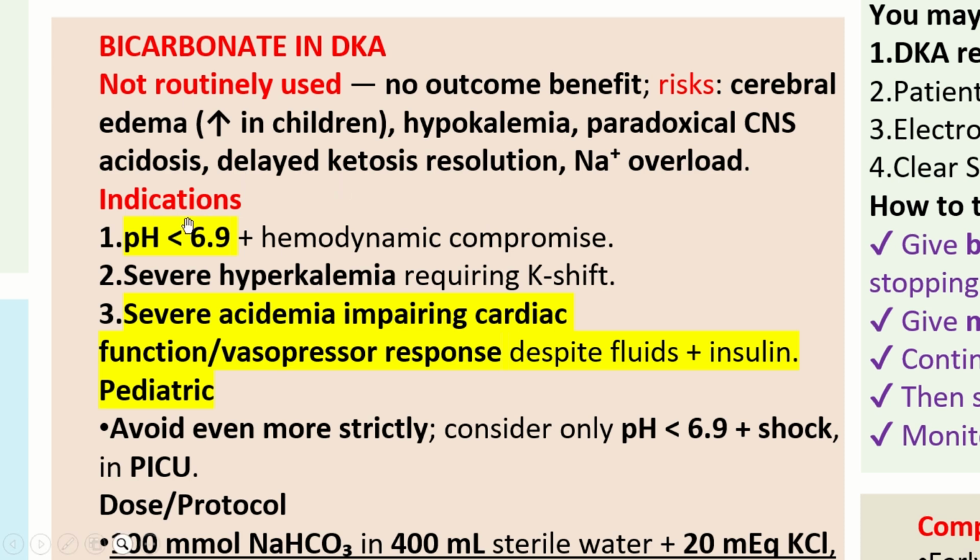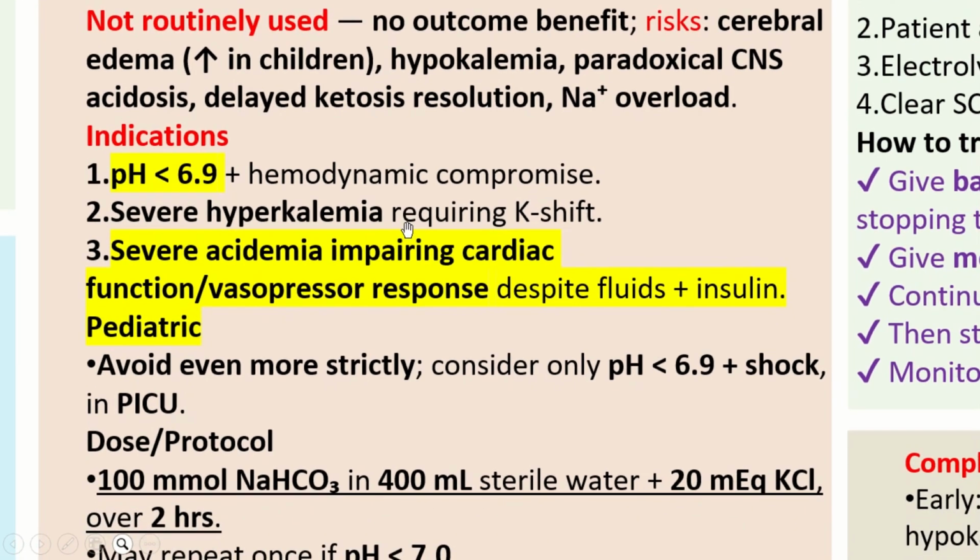So when do we really use bicarbonate? We're going to use bicarbonate when you have a pH of less than 6.9. This is a deadly pH plus hemodynamic compromise, because at this pH, the contractility of the heart is starting to get compromised. If we're having a severe hyperkalemia that requires us to shift the potassium, you may be tempted to use the sodium bicarbonate. And then if you have severe acidemia that is impairing cardiac function or vasopressor response despite fluids and insulin, mostly in pediatrics, you may consider using bicarbonate.